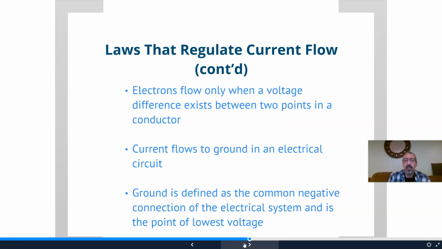Electrons flow only when a voltage difference exists between 2 points in a conductor. That is what I just said. If you remember, electrons flow from a positive to a less positive. Therefore, there has to be a difference between the 2 points for it to flow. Current flows to ground in an electrical circuit. That's what the conventional theory says, that current flows from a positive to a less positive.